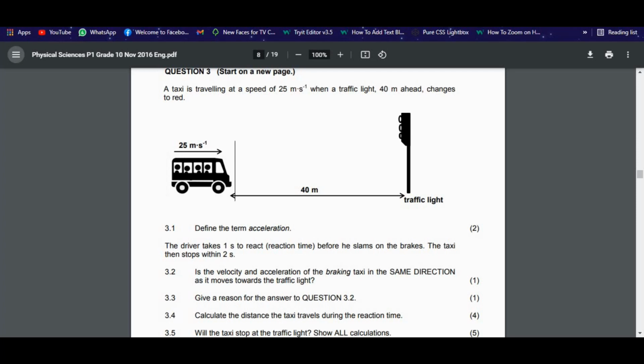And 3.4 is now calculate the distance the taxi driver travels during the reaction time. The reaction time was 1 second, so we need to calculate the distance that the taxi traveled. And then 3.5 is, will he stop at the traffic light? Show all calculations. Okay, cool. So this is an equations of motion question.